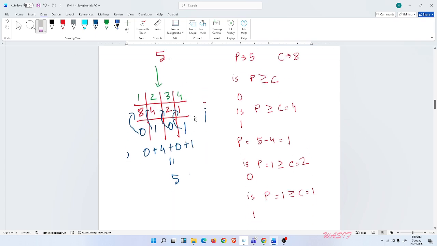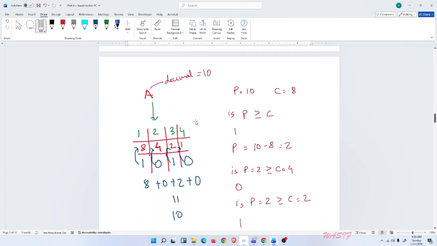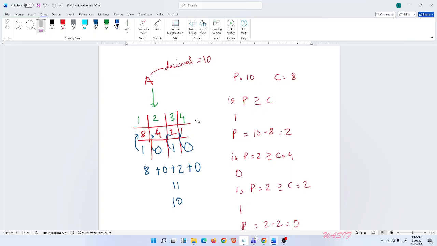Now the same way, if you want to do A, first of all you need to find the decimal value of A, which is 10. You already know how to find the binary, but we are going from hexadecimal. However, we need to find the decimal value because we need the pointer value. The pointer value is 10. We'll start the column value with 8. Compare: is 10 greater than or equal to 8? That's right. Then the binary is 1.